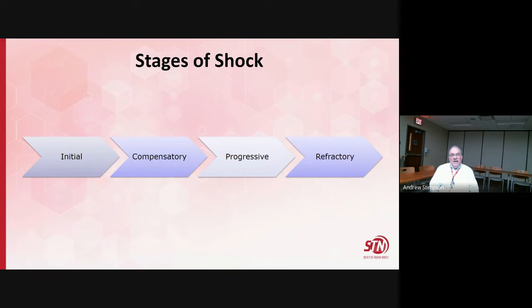As progressive shock starts to set in, you get to the point where now your blood pressure is declining. And refractory shock is what we don't want to see. That's where, despite intervention, it's basically decompensated and you're not coming back from that. So one of the things we want to do as trauma surgeons is make sure a patient never gets to refractory shock.